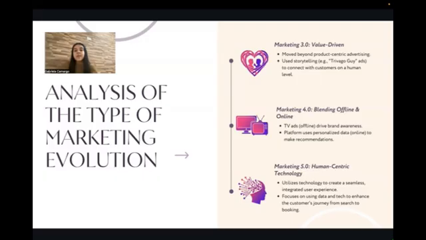However, where Trivago truly excels is in Marketing 4.0 and 5.0. Marketing 4.0 blends offline and online channels. The TV ads build brand awareness offline and they drive people to the online platform. Once there, the platform uses data to provide personalized recommendations, aiming to become a travel advisor that understands the user's needs.